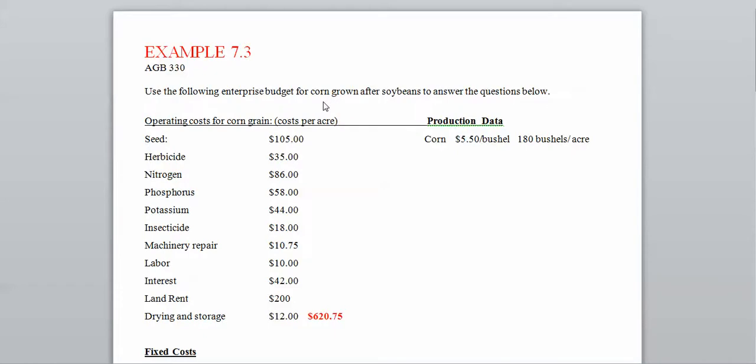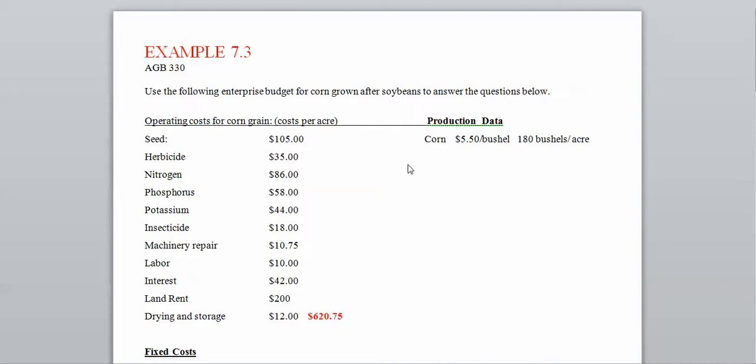Hi, today we're going to go ahead and take a look at example 7.3, using budgeting to figure out cost of production. What you have in front of you here in example 7.3 is a corn budget, and on the left hand side you see operating expenses, seed, herbicide, fertilizer, etc. that have been itemized per acre.